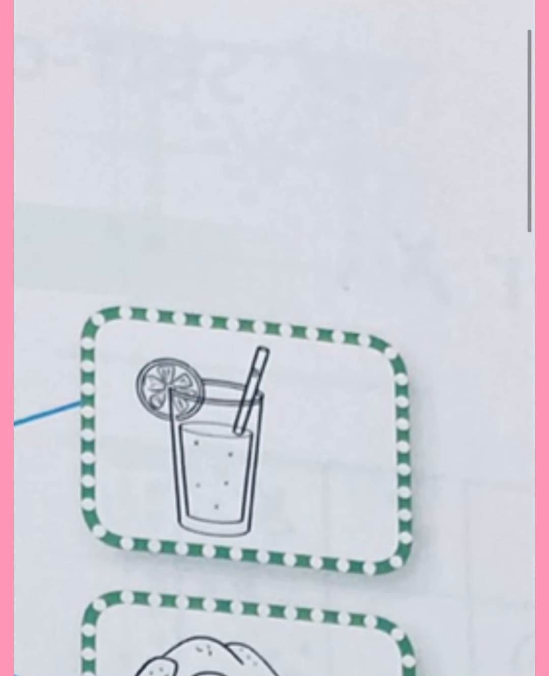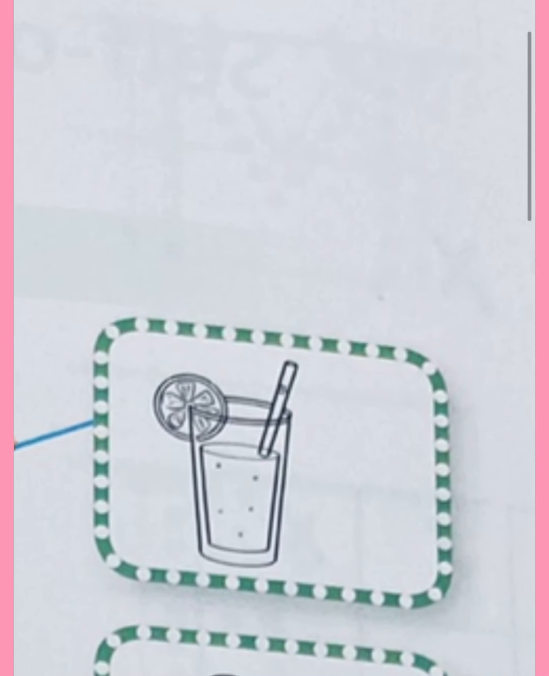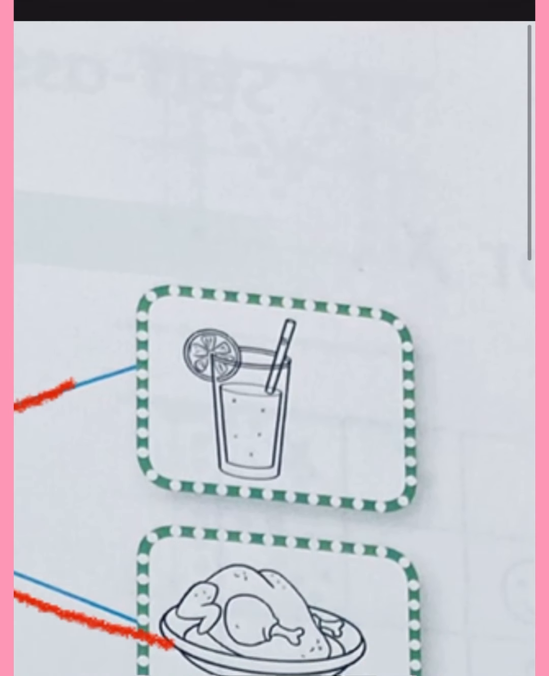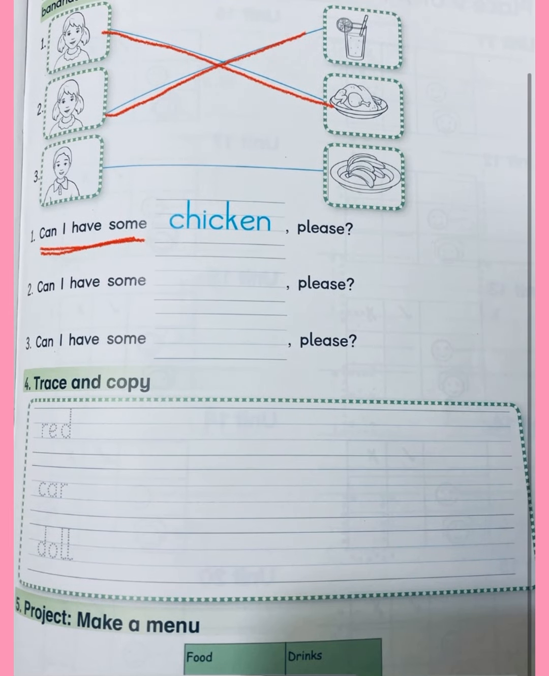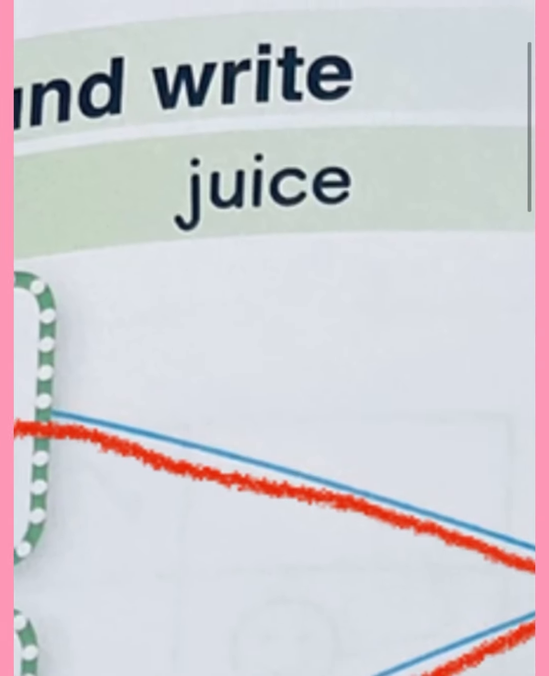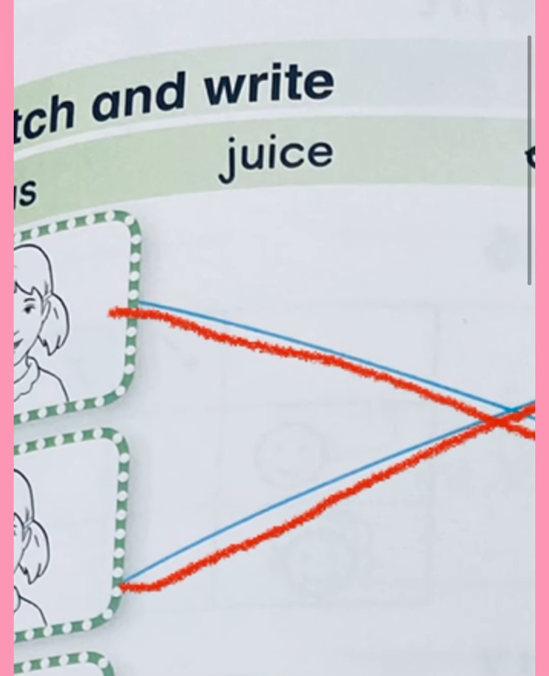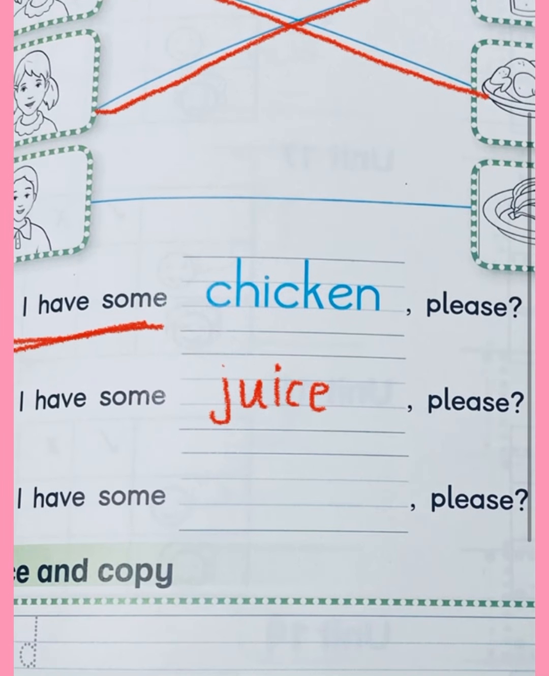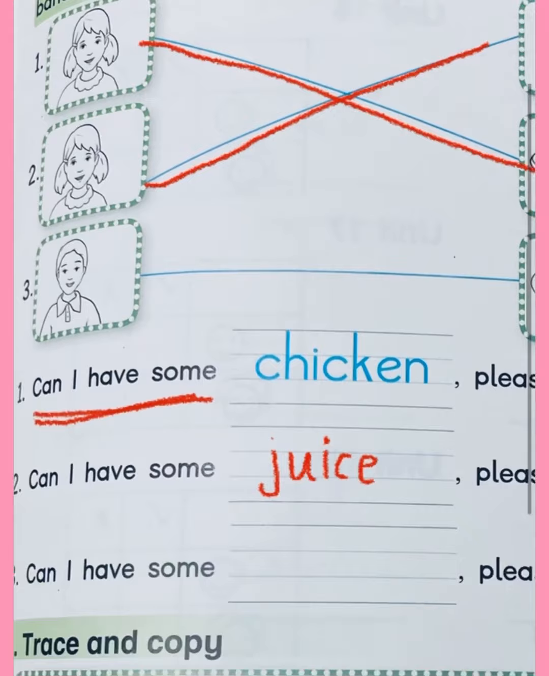What's this? Who can tell me? Yes, Mahmoud, what's this? It's a juice. Excellent. Orange juice. So she says, can I have some juice, please? Excellent. Can I have some juice, please? This is for number two.